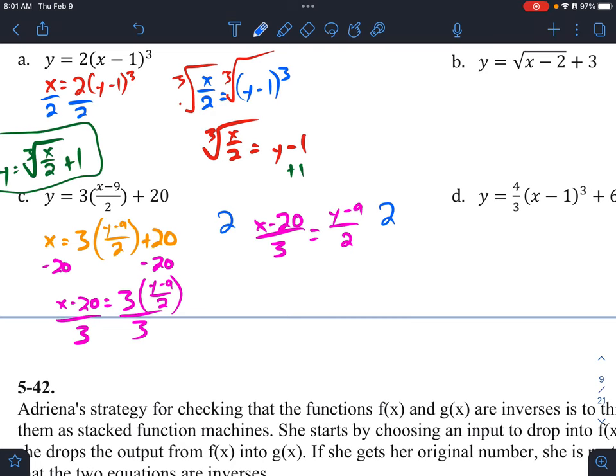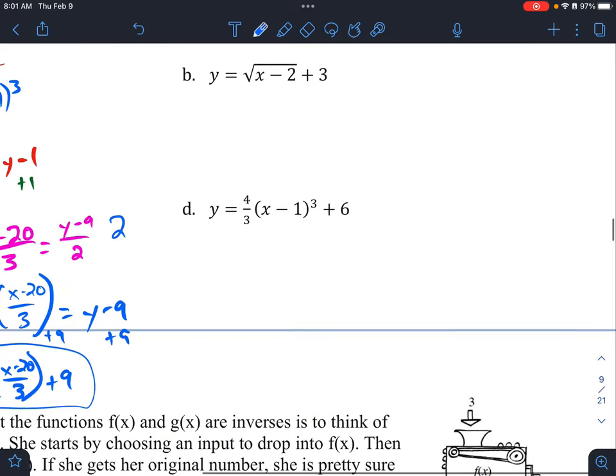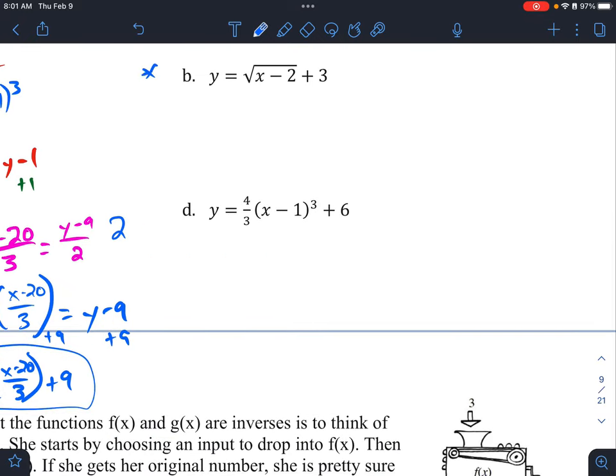Careful here. We have 2 parentheses, x minus 20 over 3. You could clean this up a little bit, but we're just going to leave things kind of messy. And we get y equals 2, x minus 20 over 3 plus 9. I'm going to actually do B last because this one does have a little caveat to it.